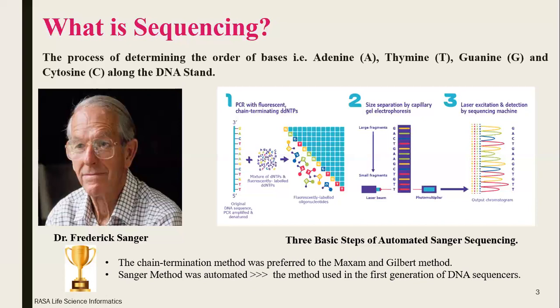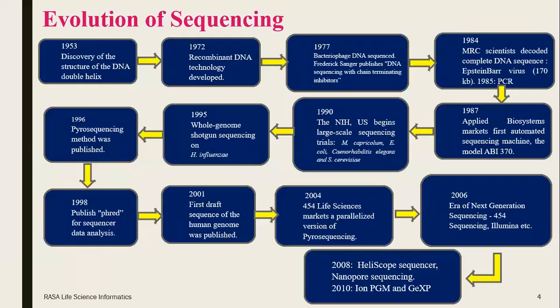Okay, so now let's move to the next slide, which will help you understand how the evolution of sequencing has taken place. Right from 1953, when Watson and Crick discovered the structure of the DNA double helix, till the era of next generation sequencing, that is 454 sequencing or Illumina sequencing, etc., various researchers began to adapt different methods in order to sequence DNA.